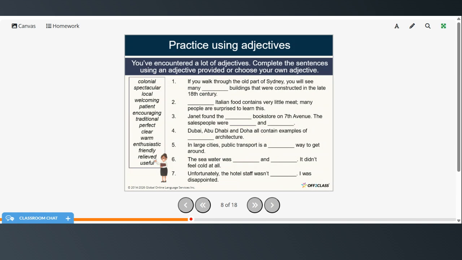Alright, so you've encountered a lot of adjectives. Complete the sentences using an adjective provided, or choose your own adjective. You can pause the video, try this on your own, and then restart when you're ready to see my answers. Your answers could be different, but I'll give you some examples. If you walk through the old part of Sydney, you will see many maybe traditional buildings that were constructed in the late 18th century.